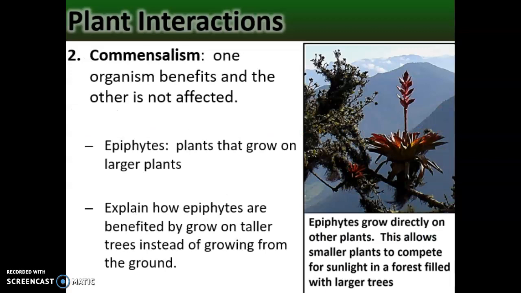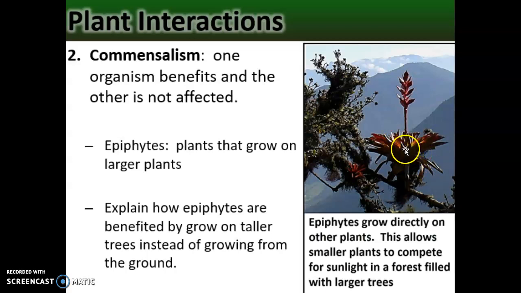The second type of symbiotic relationship is commensalism. In a commensalistic relationship, one organism benefits, but the second organism is not really affected at all. There's a group of plants called epiphytes that have a commensalistic relationship with larger plants. You see, epiphytes don't grow in the ground like most plants do, but they grow higher up on the branches of large plants. So here, the advantage goes to these little epiphytes that are growing on the branches of the larger plants. The larger plant's not really affected by the presence of this little bromeliad, which is an epiphyte.